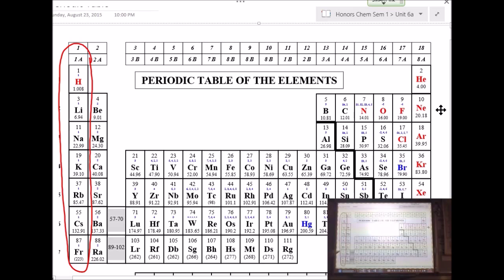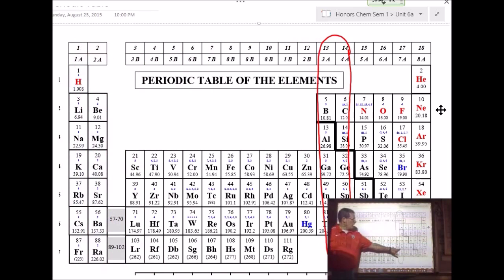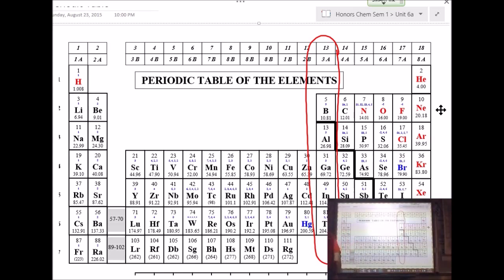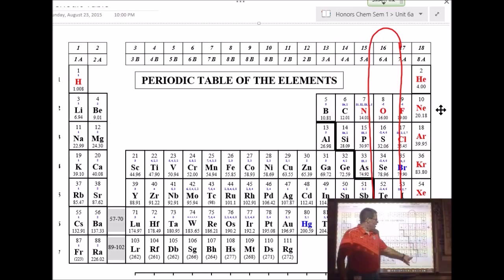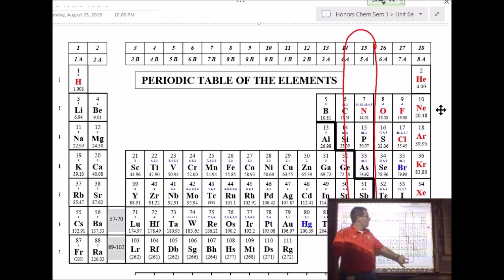Very good. What about these guys over here? How many valence electrons in group 3A? 3. You picking up on the pattern here? How many valence electrons in group 6A? Wow. What about 5? So always look at the number.